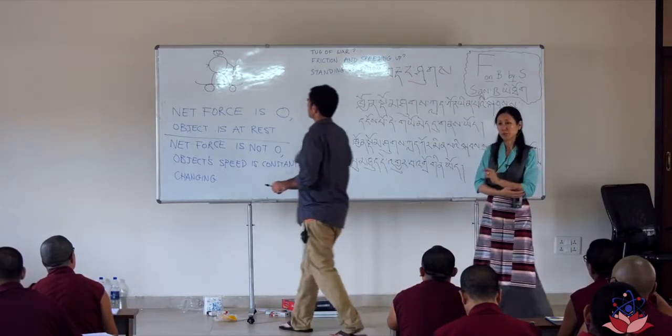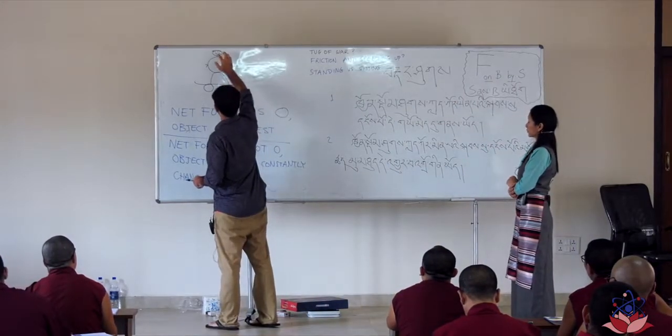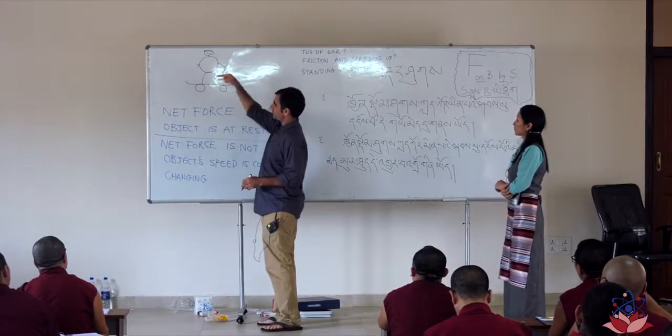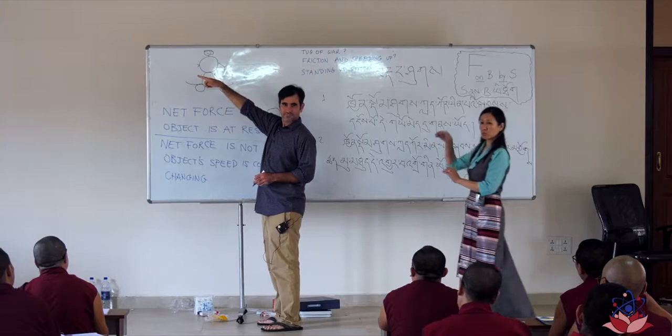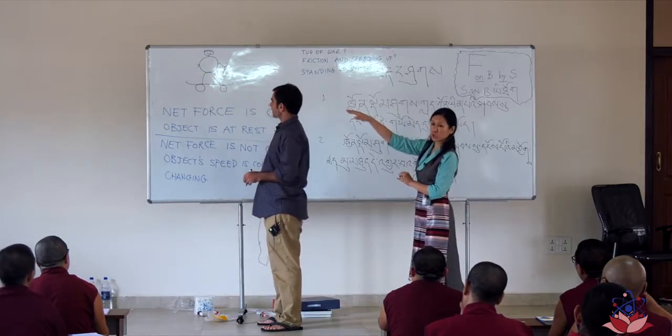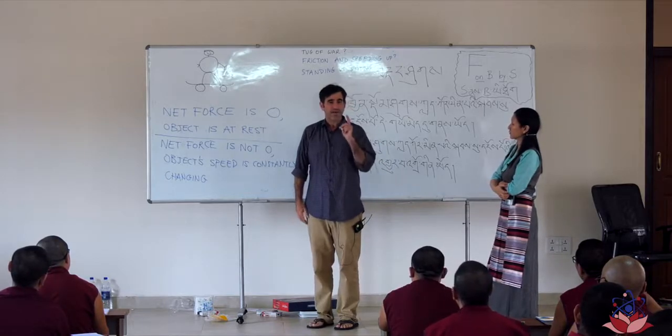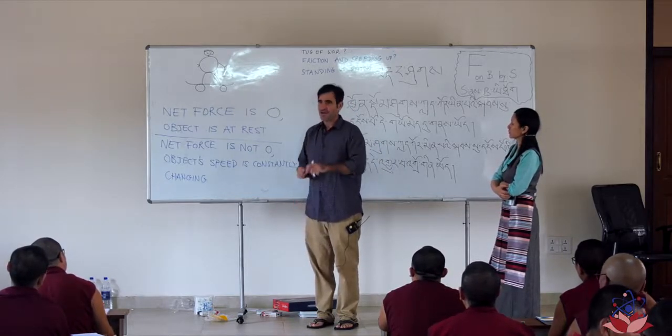So Bryce, let's say Bryce is moving this way. What are the objects that are interacting with Bryce?